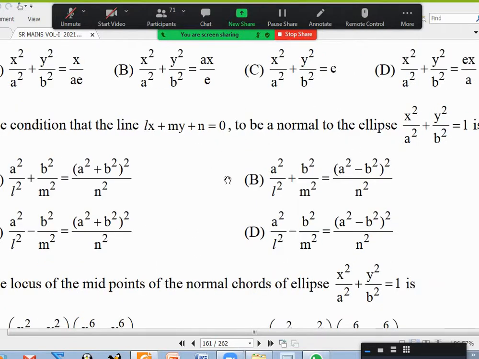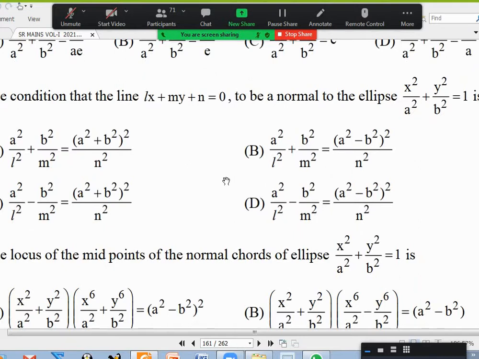84, for a line to be normal. Have you not derived this in the class? Derived, sir. It is a formula and we derived it in the class with the proof. I did not just state the formula.